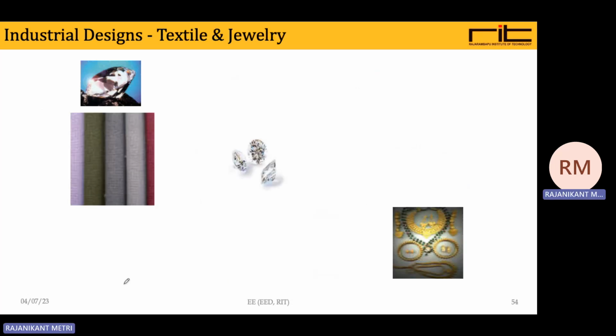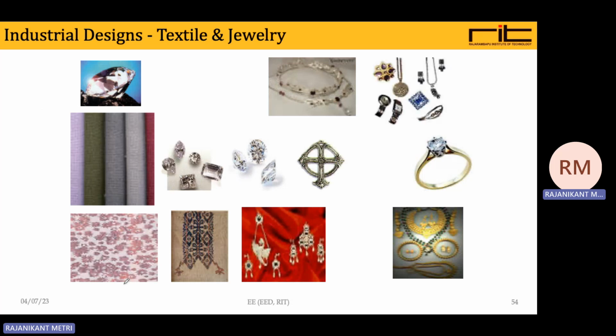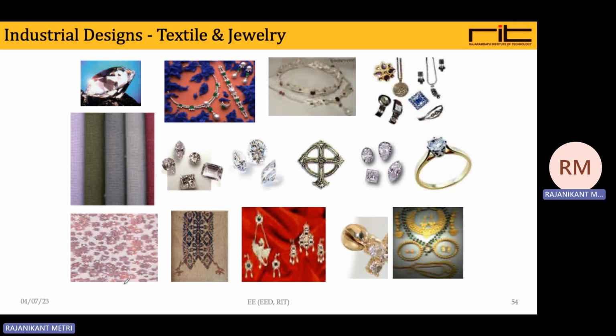Then related to textile and jewelry, you can see different ornaments, jewels, necklaces, curtains, diamonds, dress material. So this all comes under the textile and jewelry part of industrial design. So these have different designs.